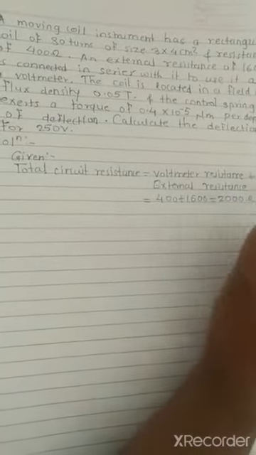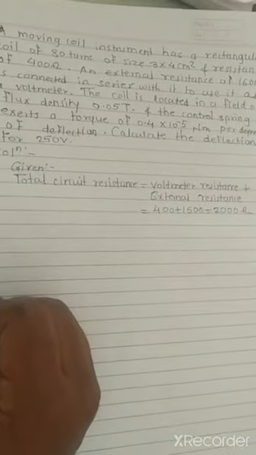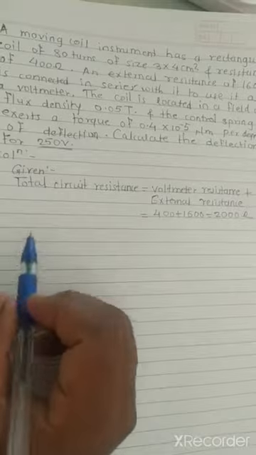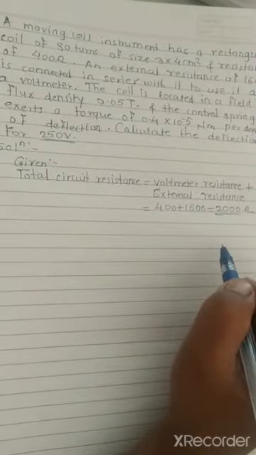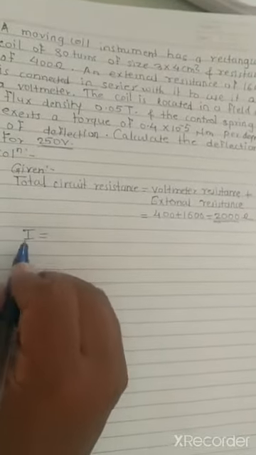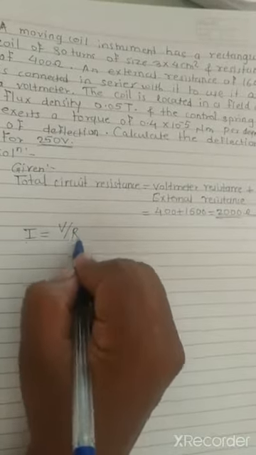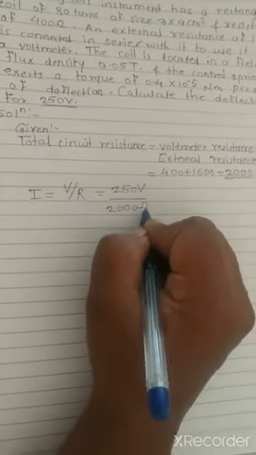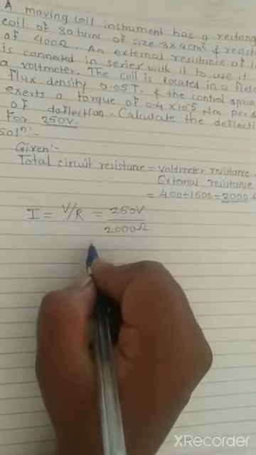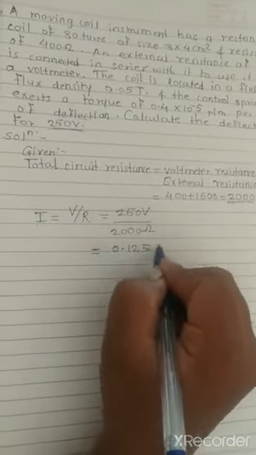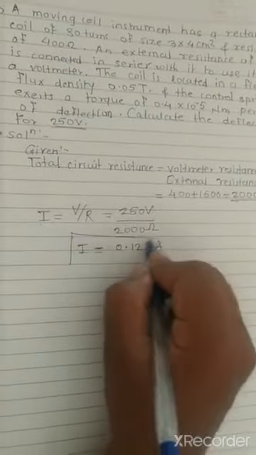Now the voltage is 250 volt. See here, the voltage is 250 volt and the resistance is this. Using this resistance and voltage we can calculate the value of I, that is the current. According to Ohm's law, I is equal to V by R. V is 250 volt upon R is 2000 ohm as we calculated here. By calculating this you will get 0.125 ampere. This is the value of current.